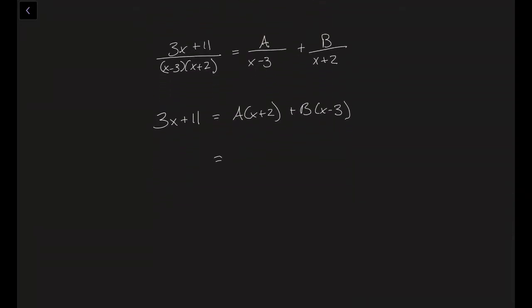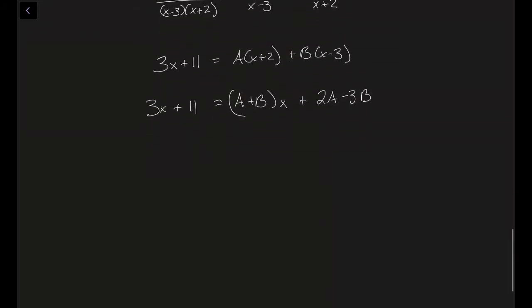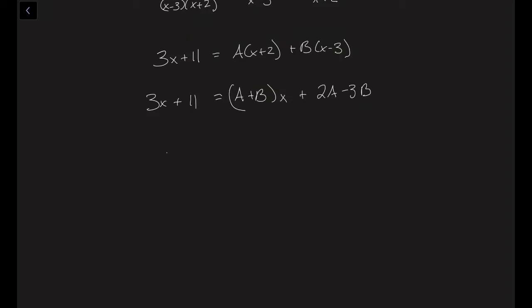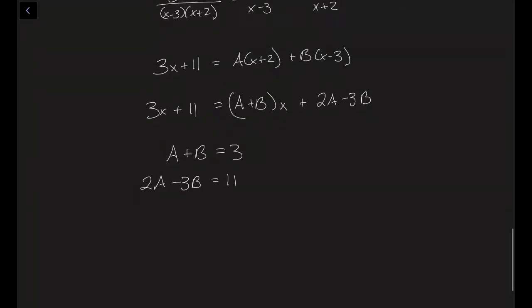And by distributing the a's and the b's and combining our x's and our constant terms together, we get a plus b x plus 2a minus 3b. And that's going to be equal to 3x plus 11. Now we can just set everything equal to each other by equating coefficients. So a plus b has to be 3. 2a minus 3b has to be equal to 11.